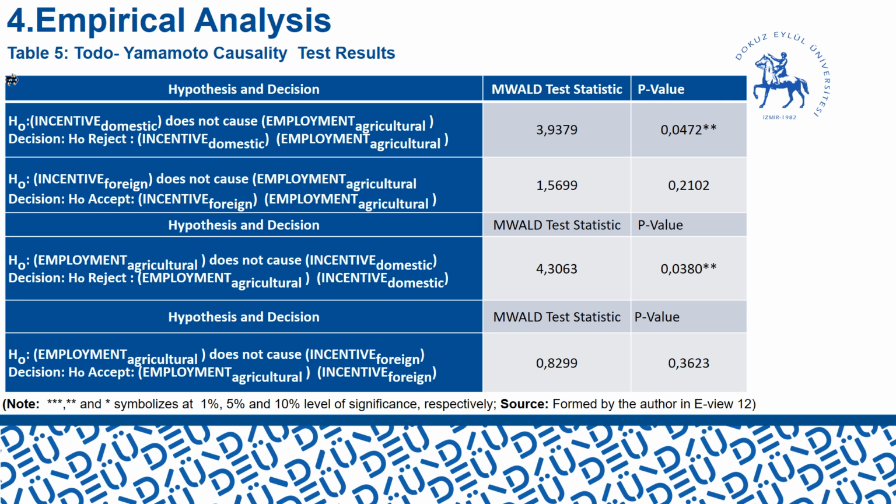On the other hand, the null hypothesis, which tests that foreign agricultural investment incentives do not cause agricultural employment, has been accepted because the p-value is greater than the significance level. Lastly, the null hypothesis, which states that agricultural employment doesn't cause foreign agricultural investment incentives, has been accepted since the p-value is greater than the significance level.